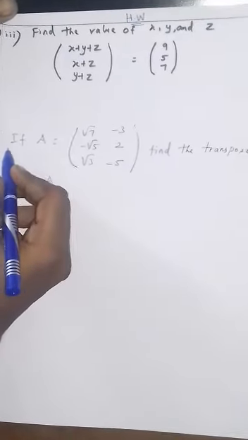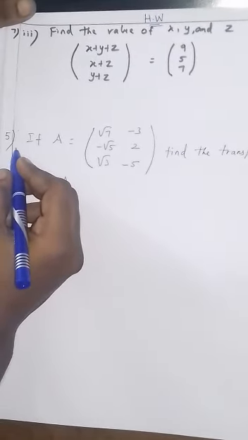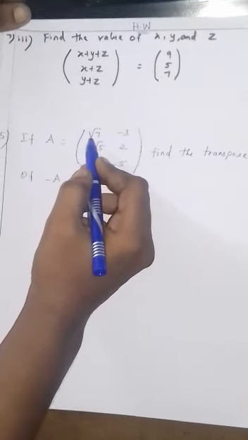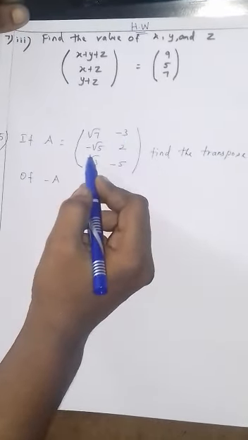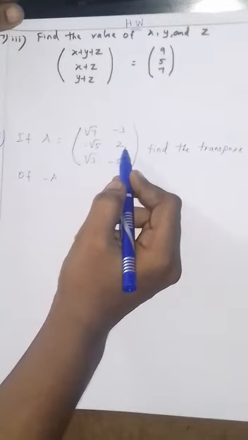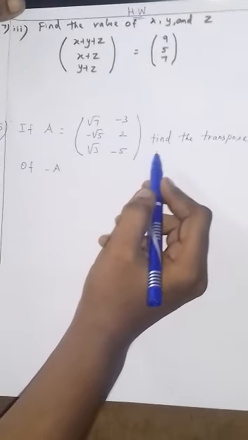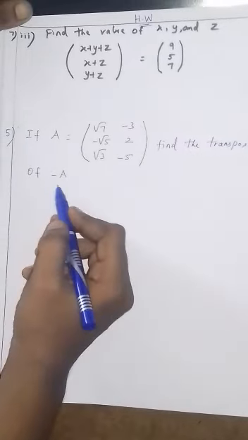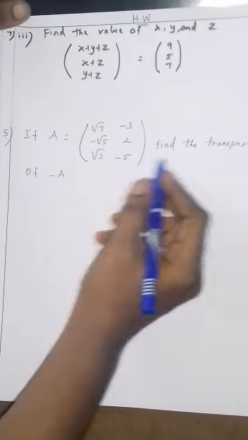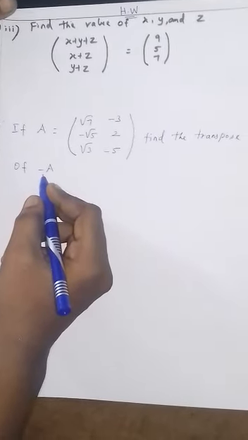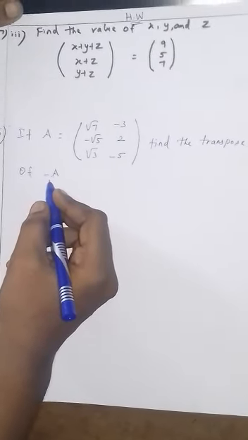The next one is exercise 3.16, the fifth question. If A equal to within the bracket first row root 7, minus 3, second row minus root 5, 2, third row root 3, minus 5, close the bracket. Find the transpose of minus A. First you find the transpose, A transpose, and then you find the negative, minus A transpose.